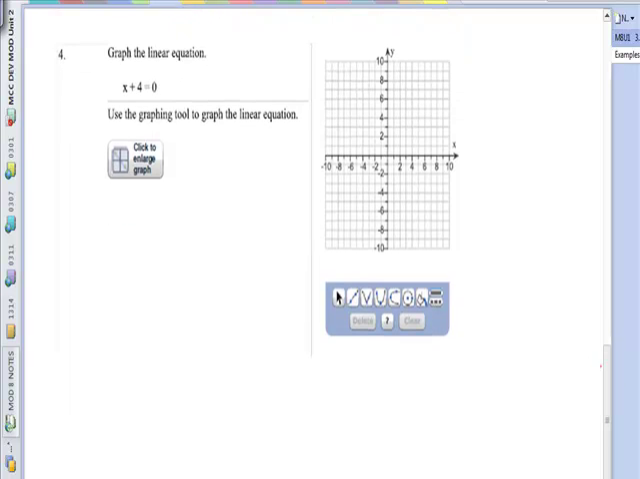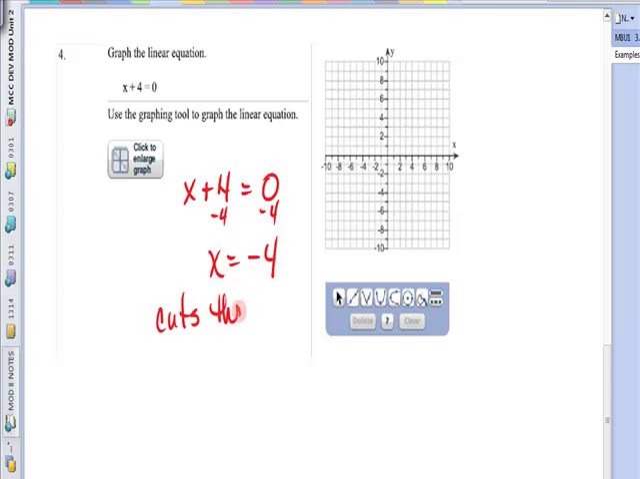And the last one, if I'm given x plus 4 equals 0, I need it solved for x. So subtract 4, x is equal to negative 4. It cuts through the x-axis at negative 4. Line tool, x-axis at negative 4 is right there. Pick any other point, and there it is. It's cutting through the x-axis at negative 4. That's the special vertical and horizontal lines.